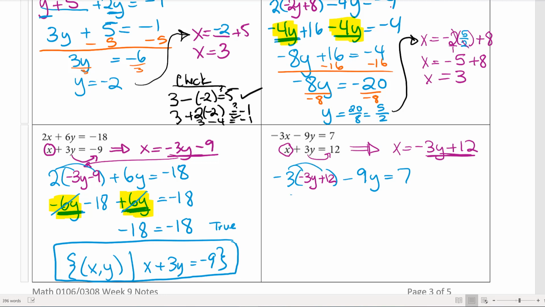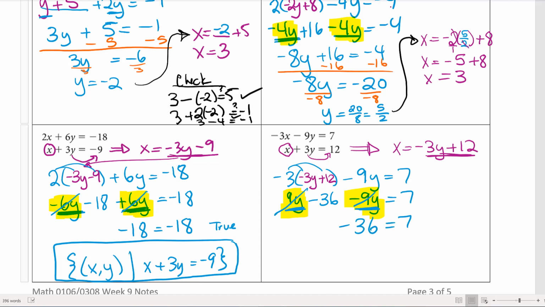Step 3 says to solve. So I distribute. Negative times a negative is a positive 9y. Negative times a positive is negative 36 minus 9y equals 7. Again, this is one of those special cases because on the same side, the y's, positive 9y and negative 9y, have the same value. And because they have the same value and they're opposite signs, they add to 0. What I'm left with is just numbers.